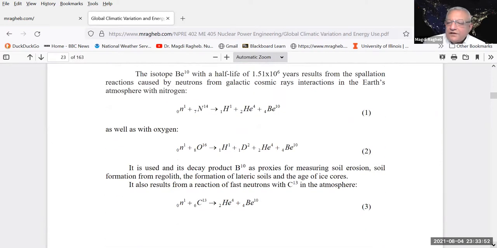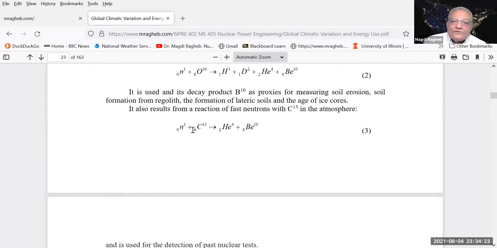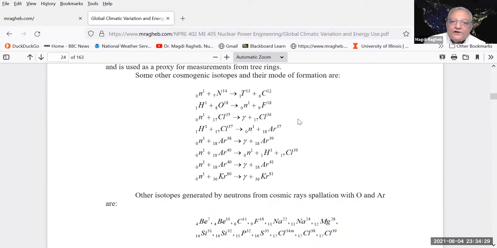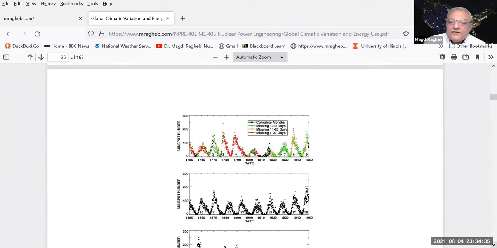There are nuclear reactions that happen in the atmosphere. I list some of them here. We talked about cosmic radiation generating neutrons that can interact with the nitrogen in the atmosphere. Remember, our atmosphere is 70% nitrogen and only 30% oxygen, CO2 and other gases. The neutrons from cosmic radiation can also interact with oxygen-16. And we heard about the famous carbon dating that has to do with the neutrons interacting with carbon-13 and creating carbon-14 in the atmosphere. There are lots of nuclear reactions that I try to document here, forming from the interaction of cosmic rays with the Earth.